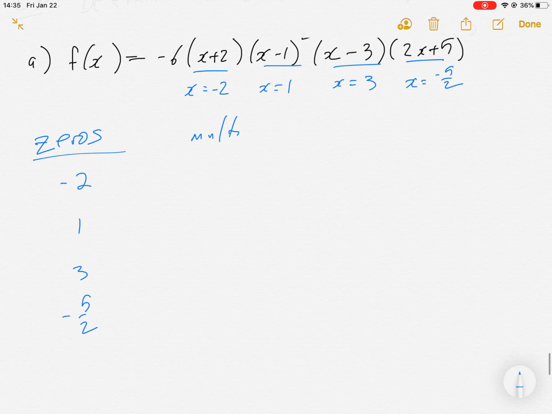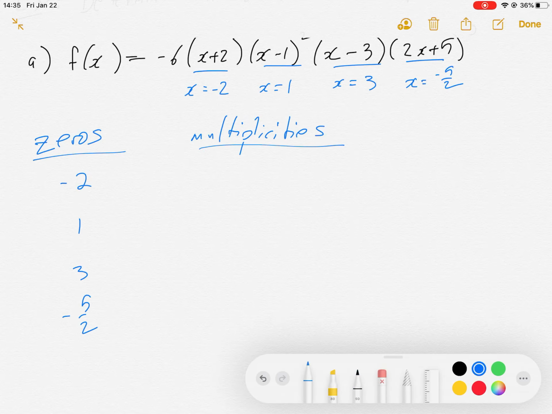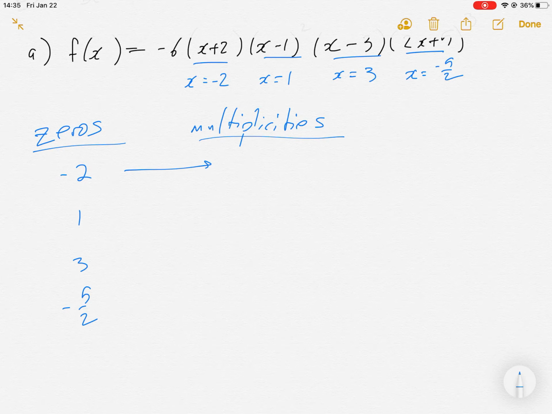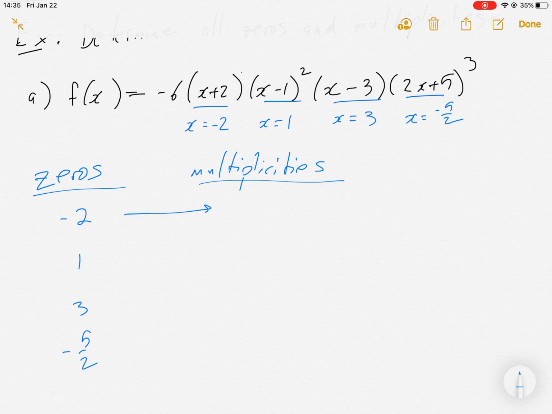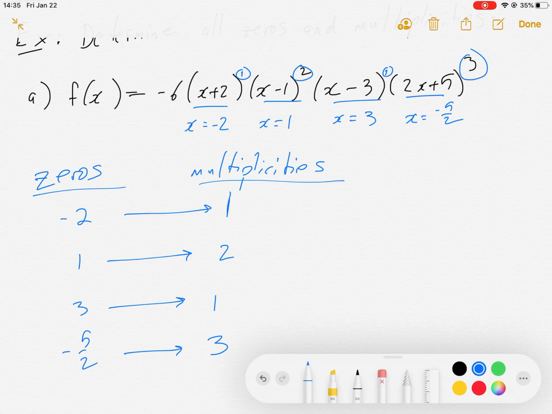And then their multiplicities, actually, let's just leave it like this. So the multiplicity of -2. Notice how there's technically a 1 here, so its multiplicity is 1. For the 1, the multiplicity is 2. For 3, it's still 1, and then -5 over 2 would have a multiplicity of 3. Okay, so that one's a little bit more straightforward.